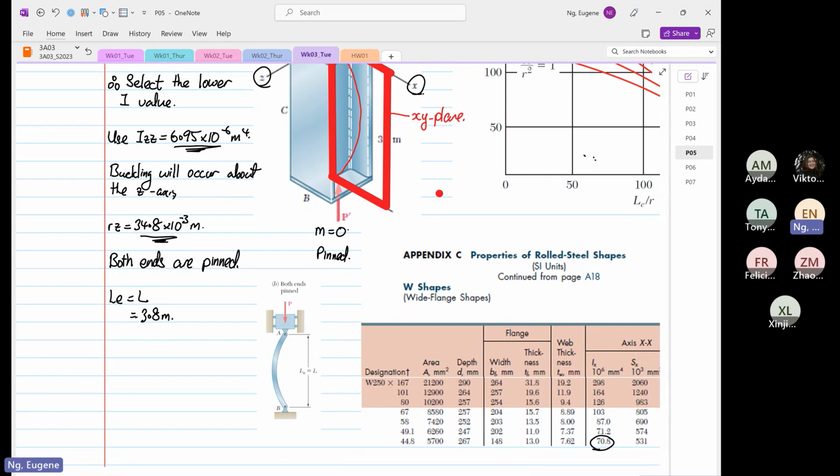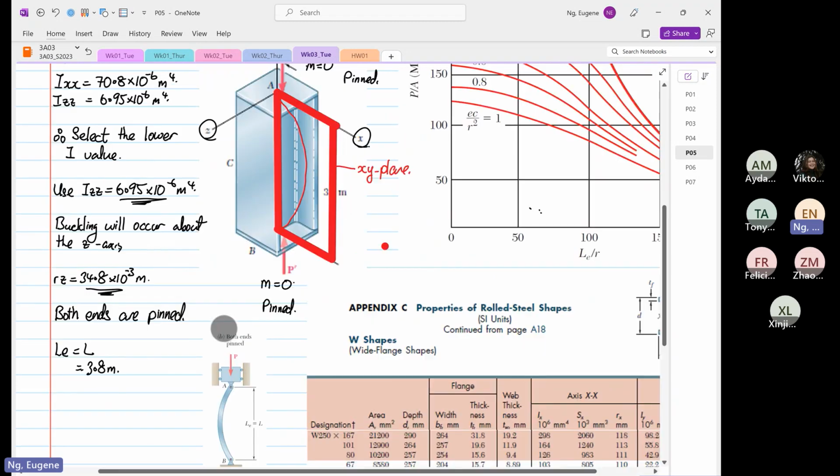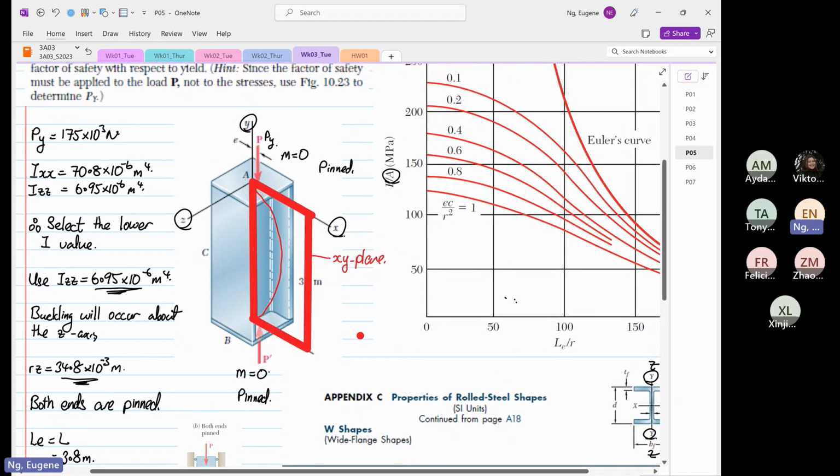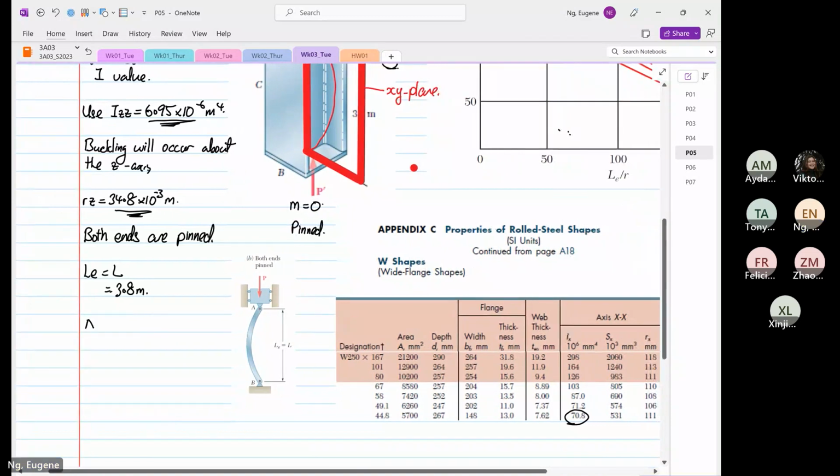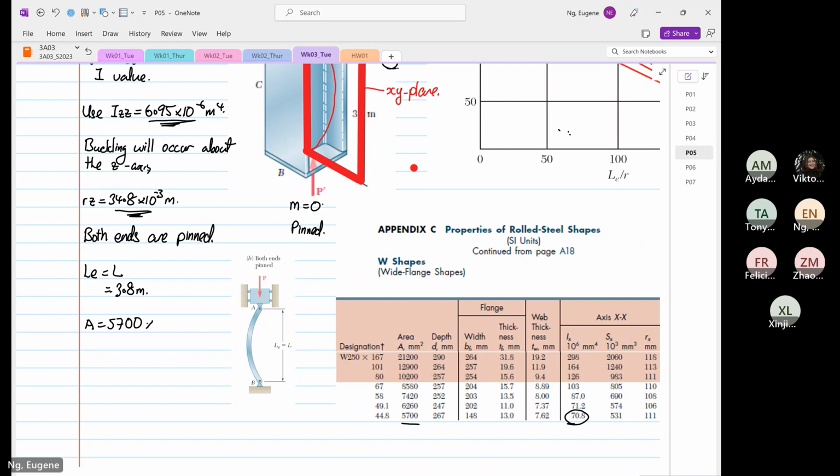you guys must be wondering, Eugene, why do we need to know our area? Because we are going to calculate our critical load. So we need to know our area, because on the y-axis over here is the area. Then we can find our load. So we are given the area, which is 5700 times 10 to the power minus 6 meter squared. Okay, so that is our area.